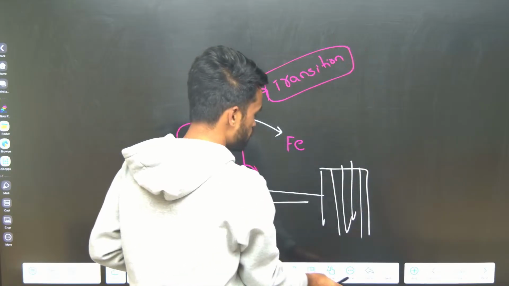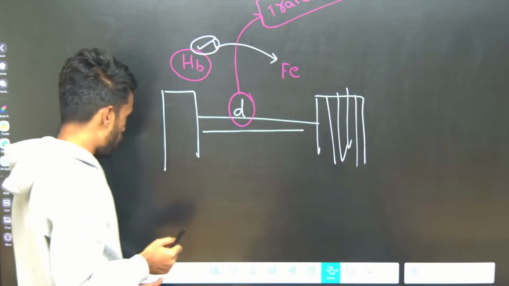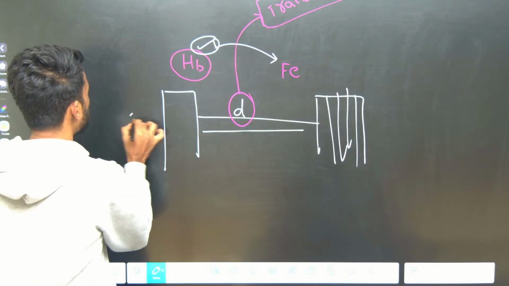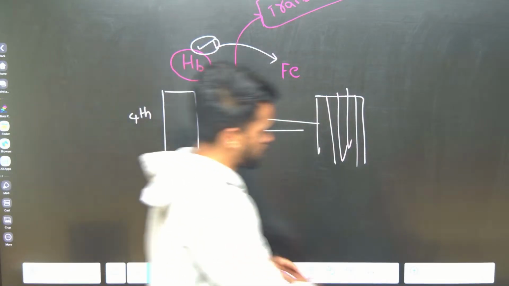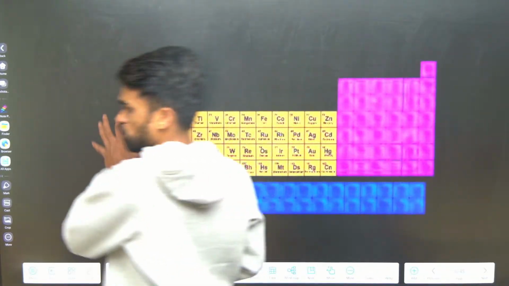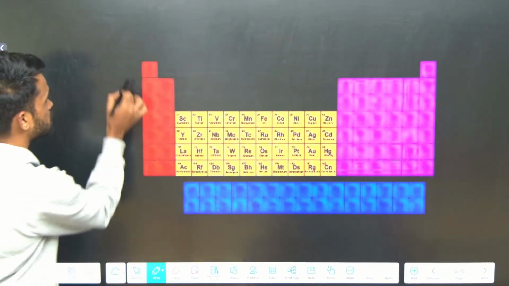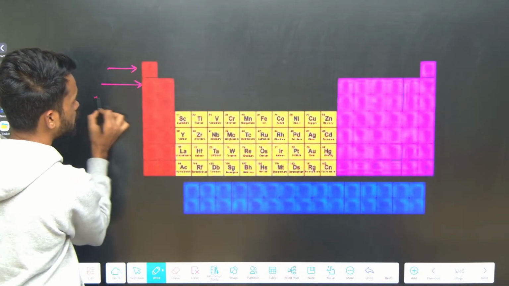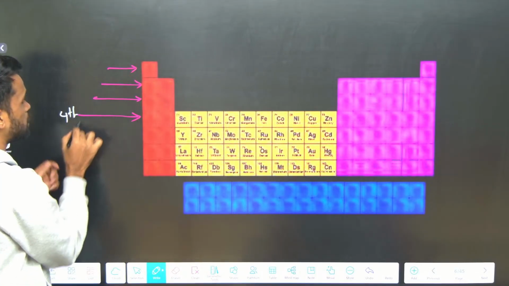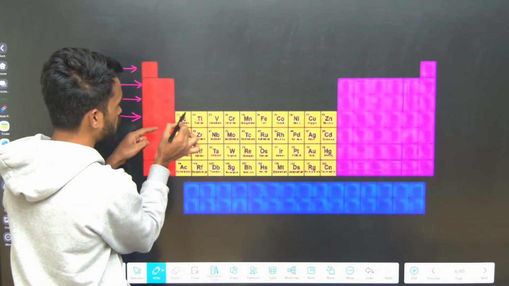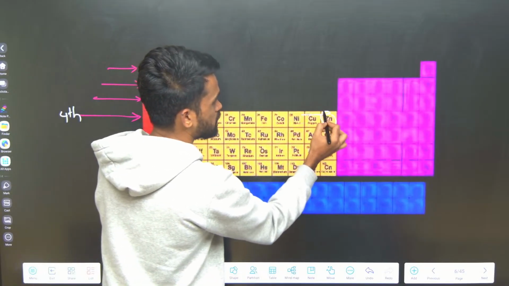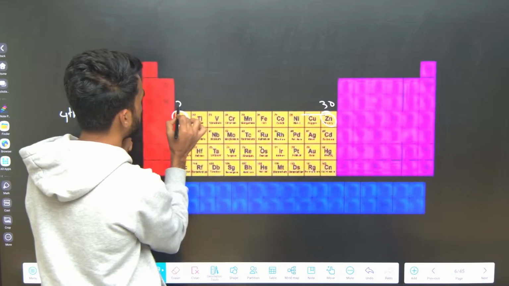These D block transition elements in the periodic table start from the 4th period. Let me show you the periodic table. This is the first period, second period, third period, and our 4th period. From this 4th period, our D block elements start. Atomic number 21, scandium, goes up to 30, zinc.